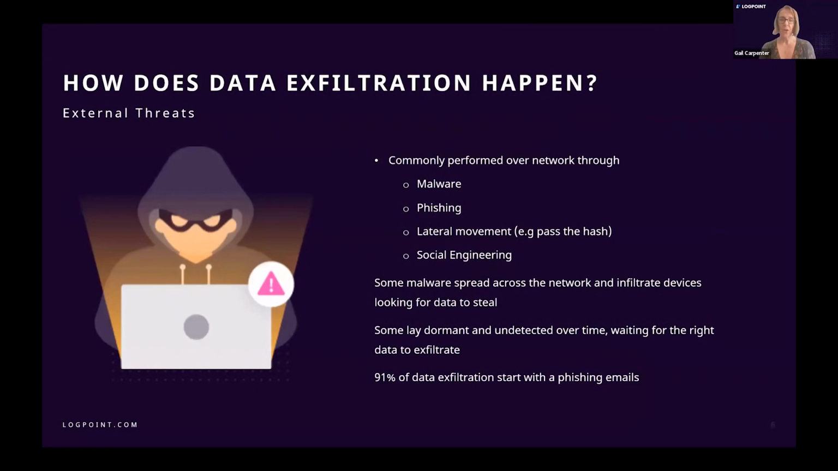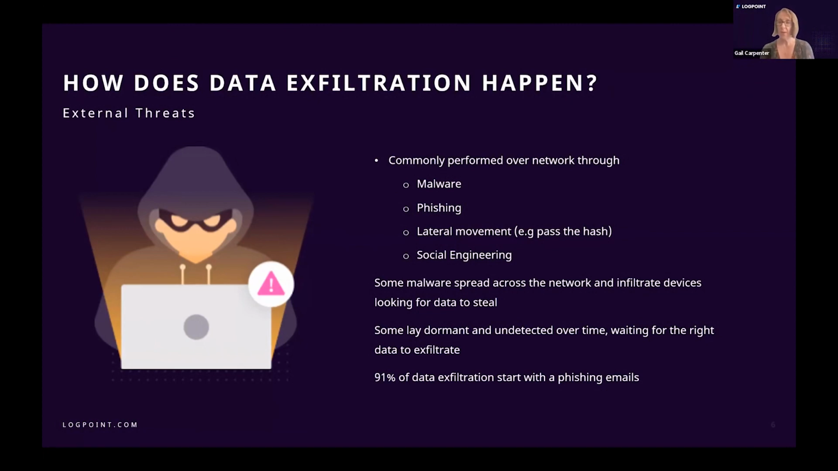So how does data exfiltration actually happen? Well, one of the main ways is through external threats. Cybersecurity criminals on the outside of your organisation trying to get into it to steal the data. And there's a number of different ways that they do this. One of the ways, of course, is malware. They're looking to get malware onto the network so they can steal the data that way. Through phishing attacks, and as you see at the bottom, one of the biggest forms of data exfiltration is through phishing emails. Lateral movement, for example, pass the hash, and this is something that Niels will go into a bit more detail about in a few minutes, and social engineering.